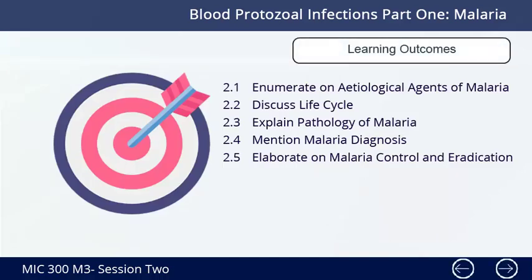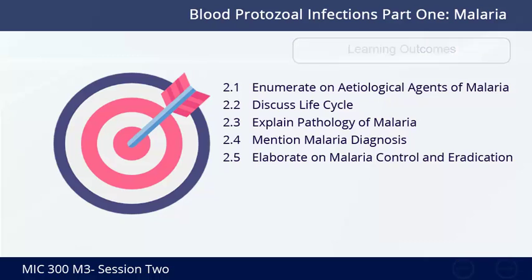Learning outcomes for study session 2. Number 1. Enumerate the etiological agents of malaria. Number 2. Discuss the life cycle. Number 3. Explain the pathology of malaria. Number 4. Mention malaria diagnosis. Number 5. Elaborate on malaria control and eradication.